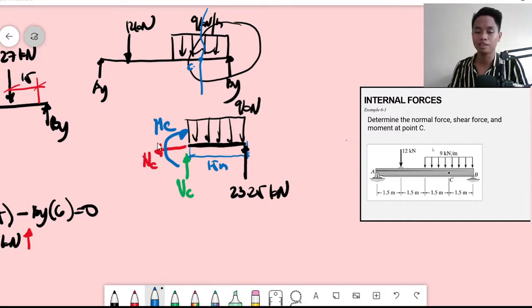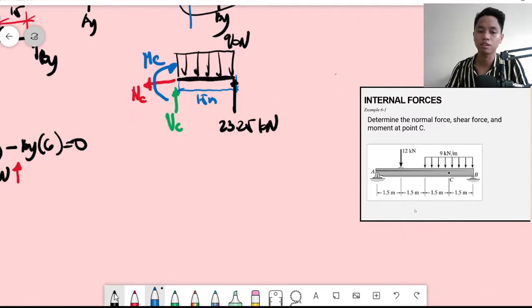Again, your normal is tension for positive. Your shear is rotate siya clockwise for positive. Then your moment that will make the beam bend or make the beam smile. Okay? Concave upward. So if na ang imong free body diagram, very easy na lang na siya.